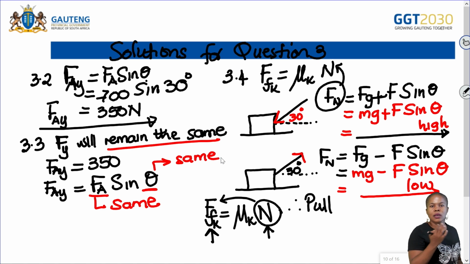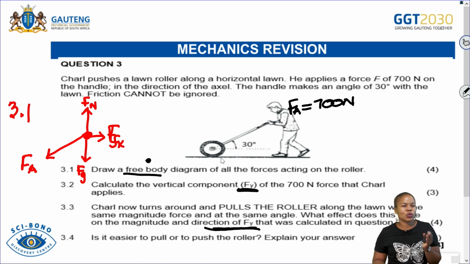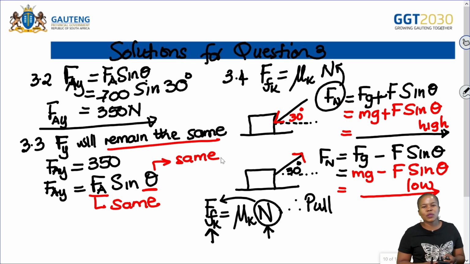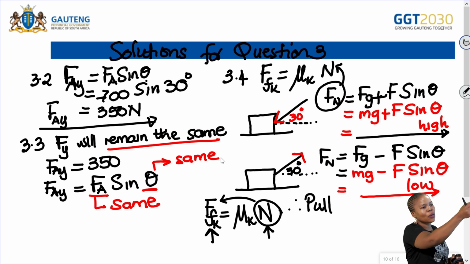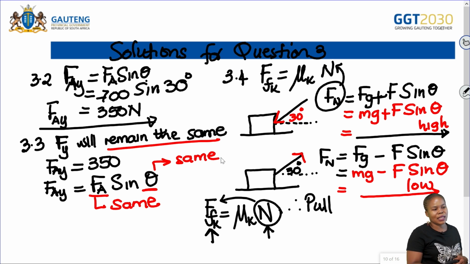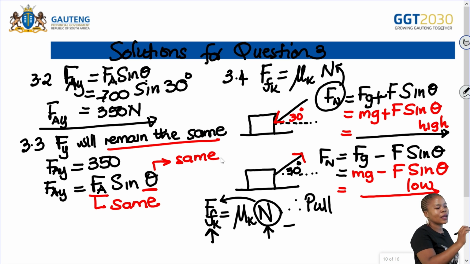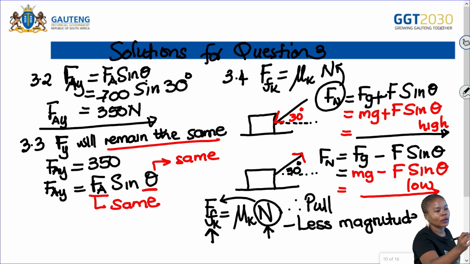Okay, that is the first thing, because we are asked in terms of, will it be easier to push or to pull? Why did we say pull? Because when we are pulling, we are subtracting the y component of the applied force that is acting onto it. So what is the reason for it being easier to pull? It's because we're going to have less magnitude of the normal force.